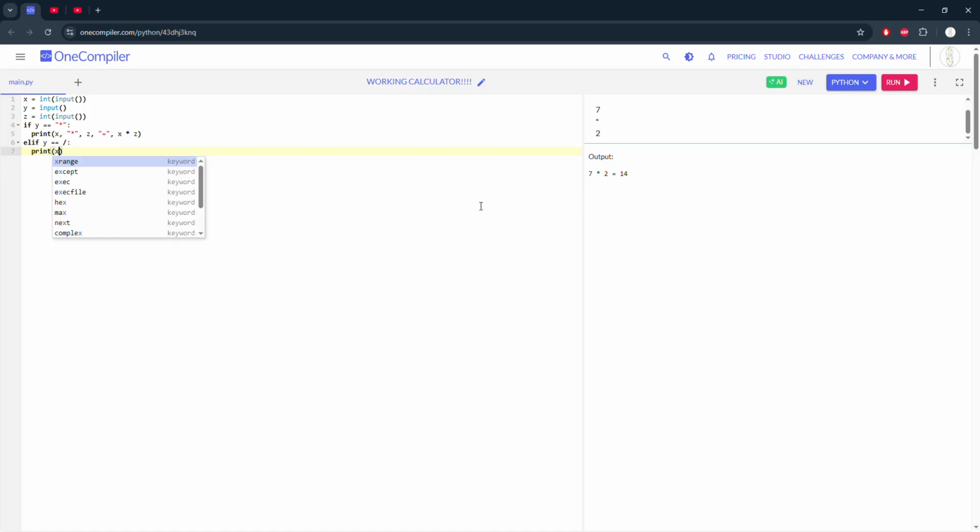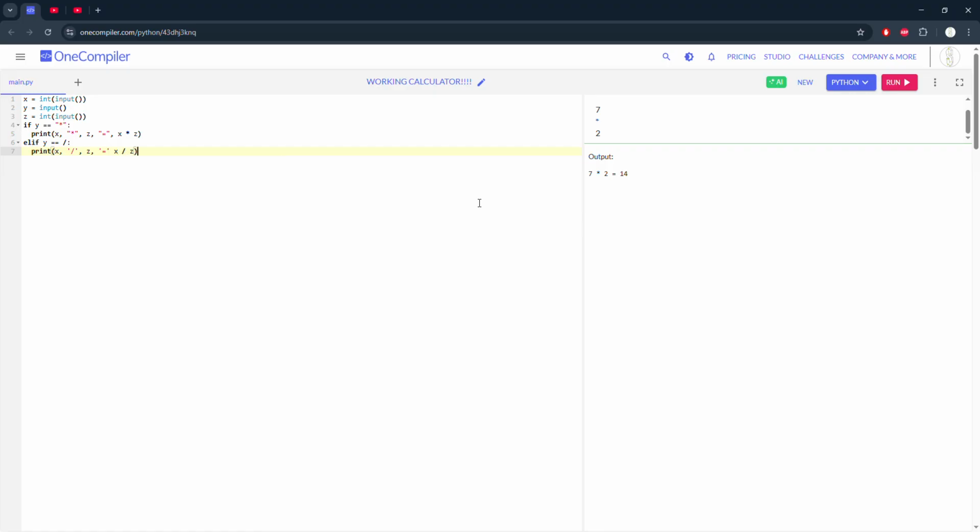x, which is the first variable, double quotation marks, and we put divided, comma, z, and so now we are going to write is equal to, and we output this, x divided by z.